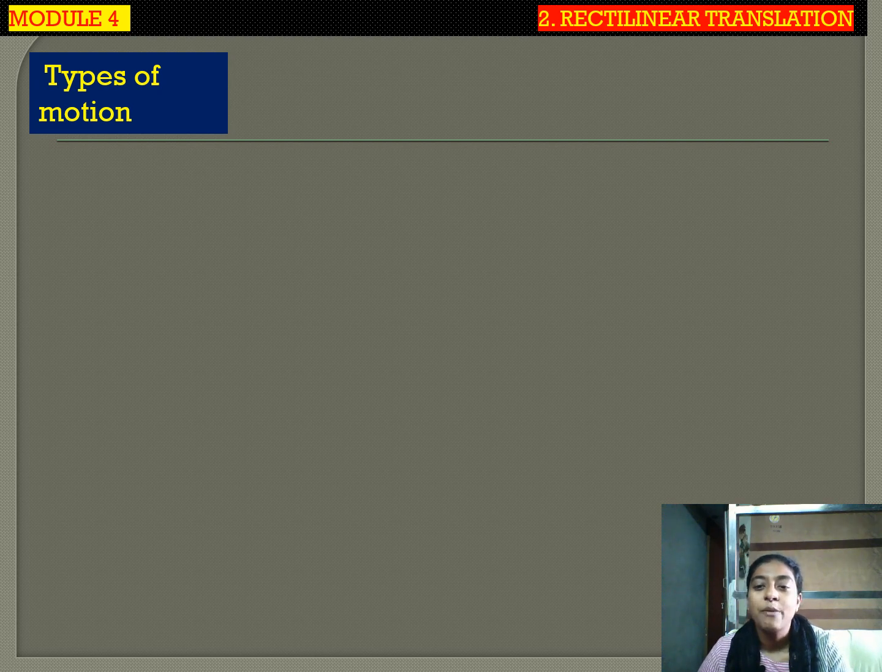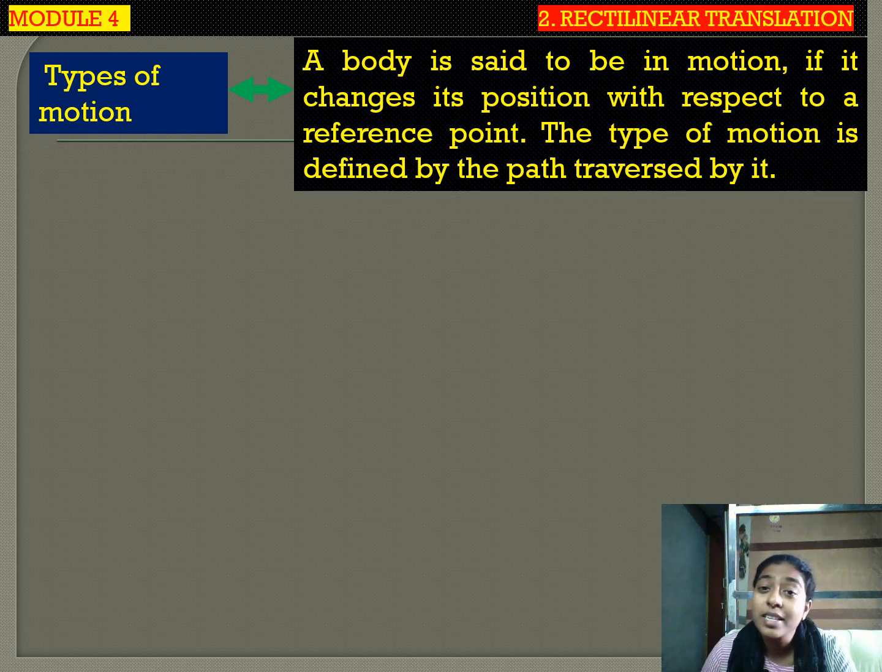Now, our second part is rectilinear translation, according to our syllabus. Before going into rectilinear translation, we should know the different types of motion. First of all, we will define motion. A body is said to be in motion if it changes its position with respect to some reference point. The type of motion is defined by the path traversed by it, that is, how the body or object is traveling.